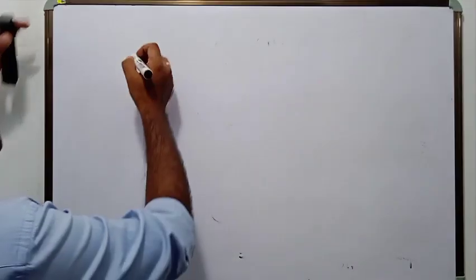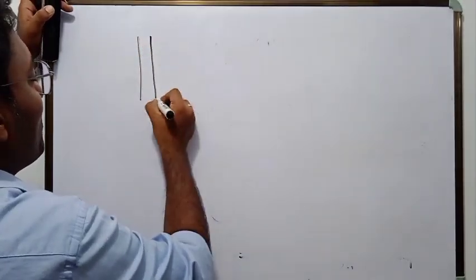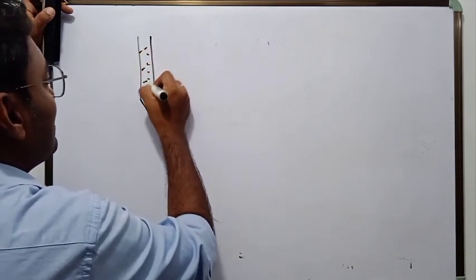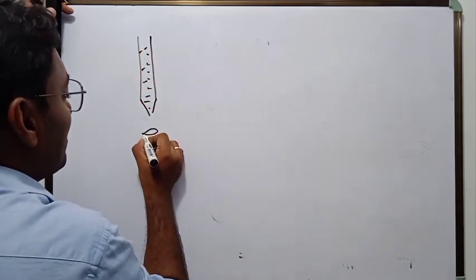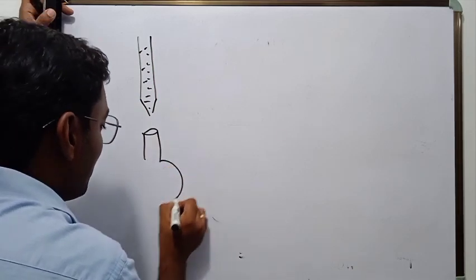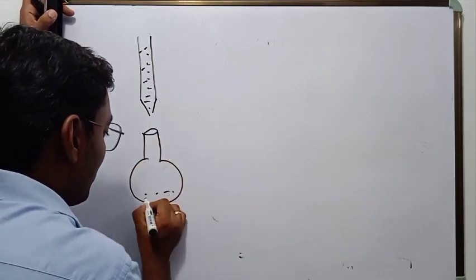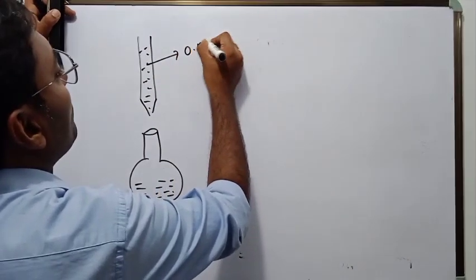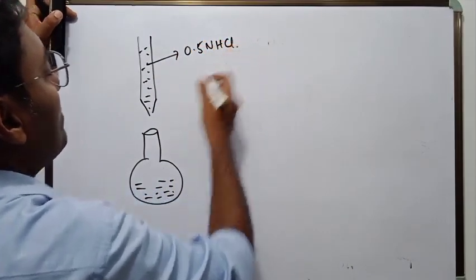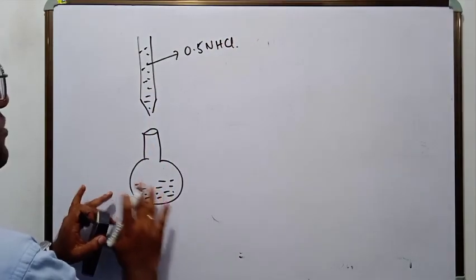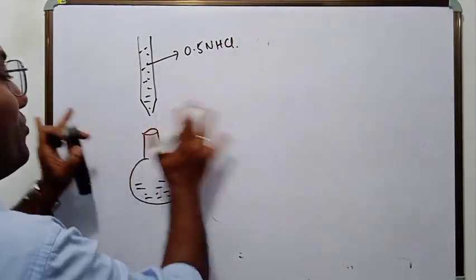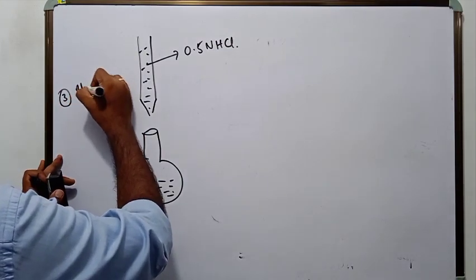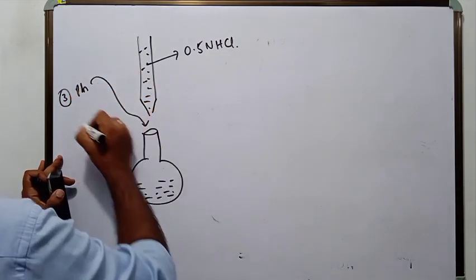So take a burette, and go for titration against 0.5 normal HCl. But before going for titration, don't start the titration now. Before going for titration, in the third step, add 1 ml of phenolphthalein.